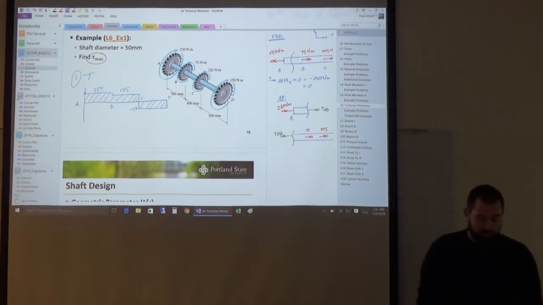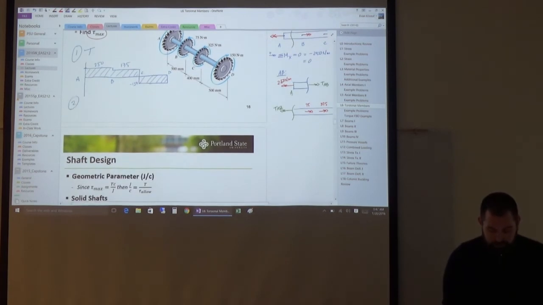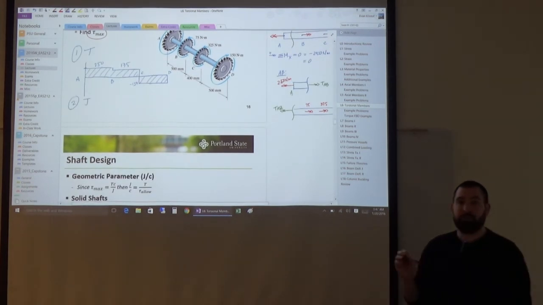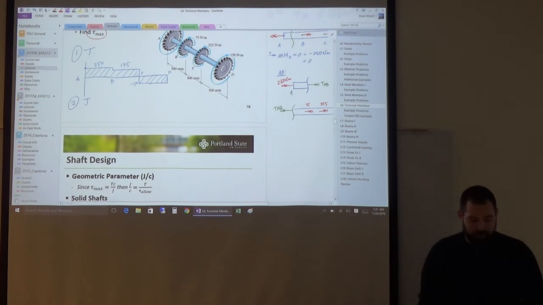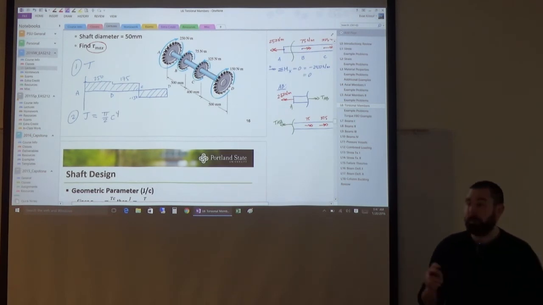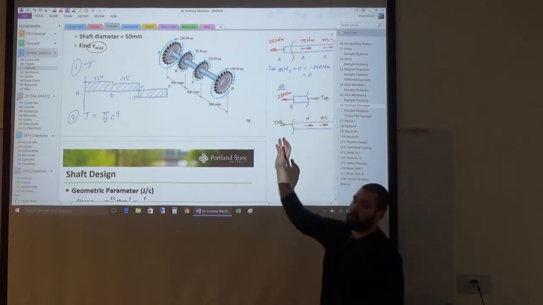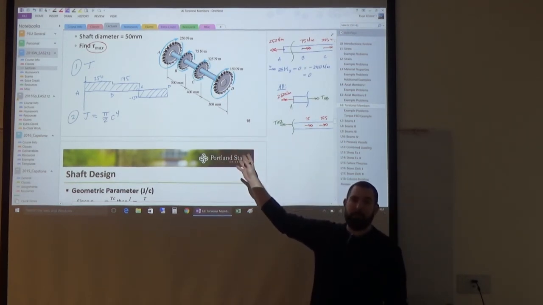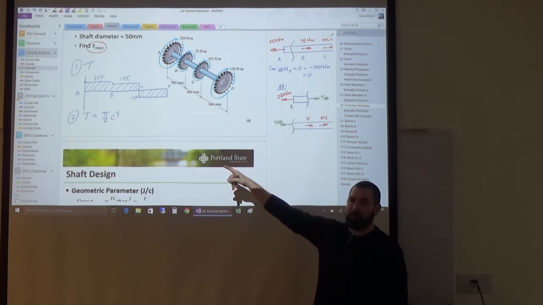Now, step number 2 is that we need to calculate the section property, J. J is easy for this. It's a constant cross-sectional shaft, and so that's pi over 2 times c to the 4th. Now for this problem, we're given the diameter, so make sure that you change that to 25 millimeter radius and then plug it into this equation.